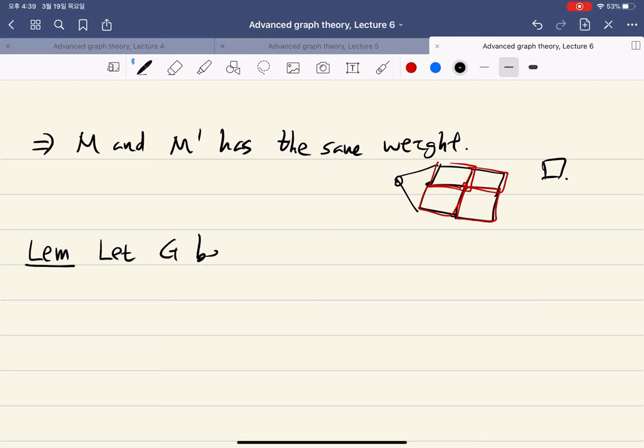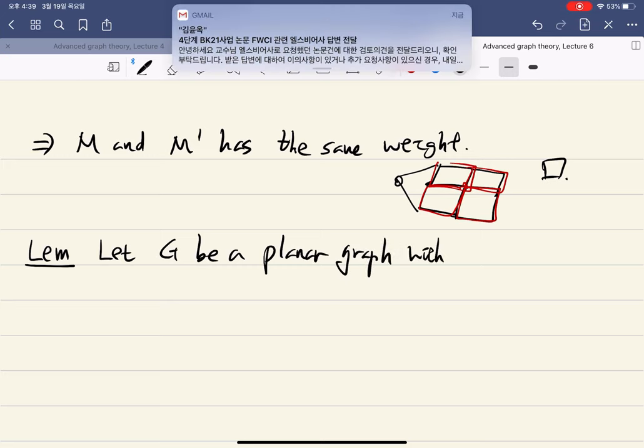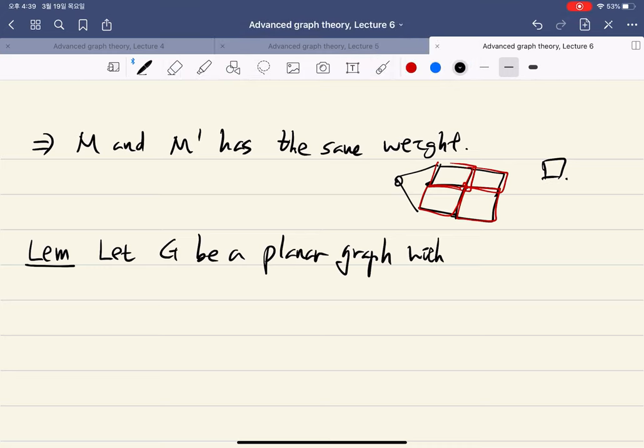So let C be a planar graph with a given embedding.